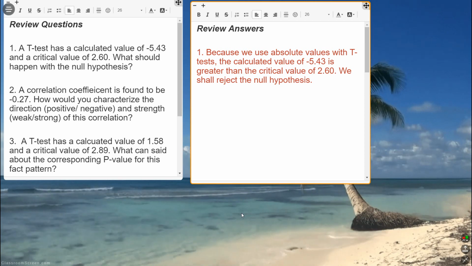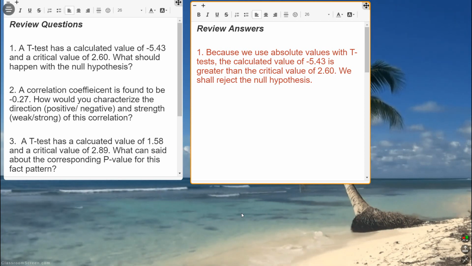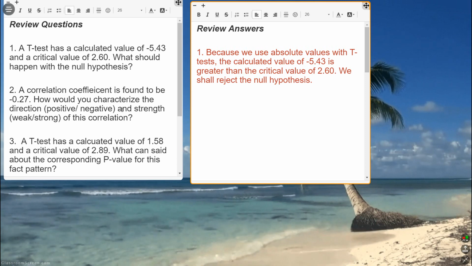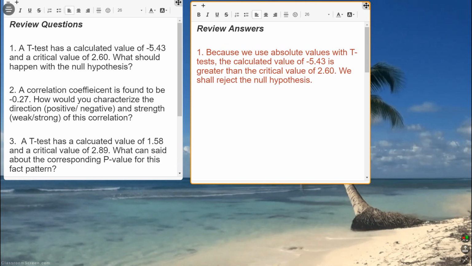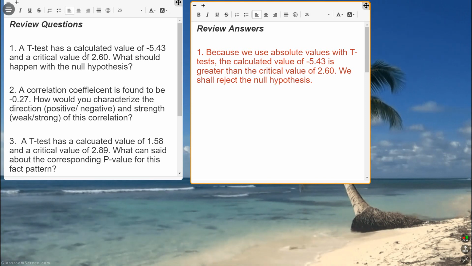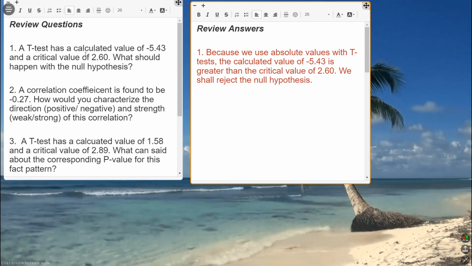Hopefully you had a moment to go ahead and answer the review questions. We're back now with the answers. So I'm going to start with number 1. A t-test has a calculated value of negative 5.43 and a critical value of 2.60. What should happen with the null hypothesis?